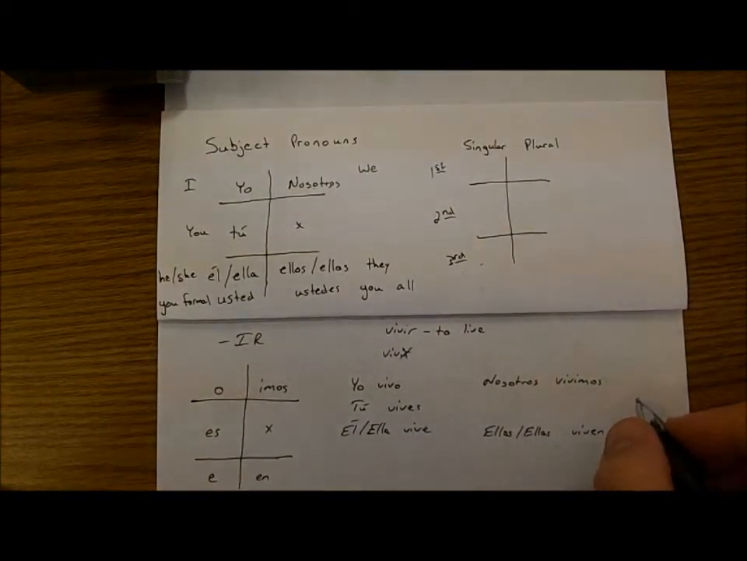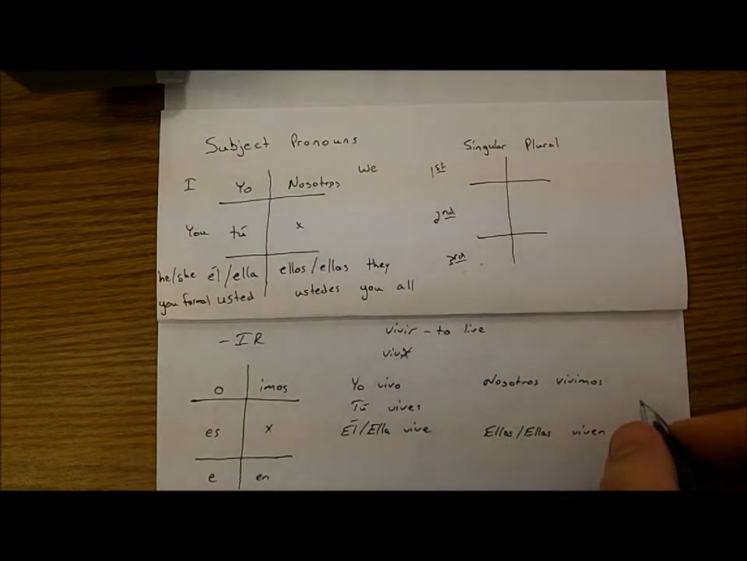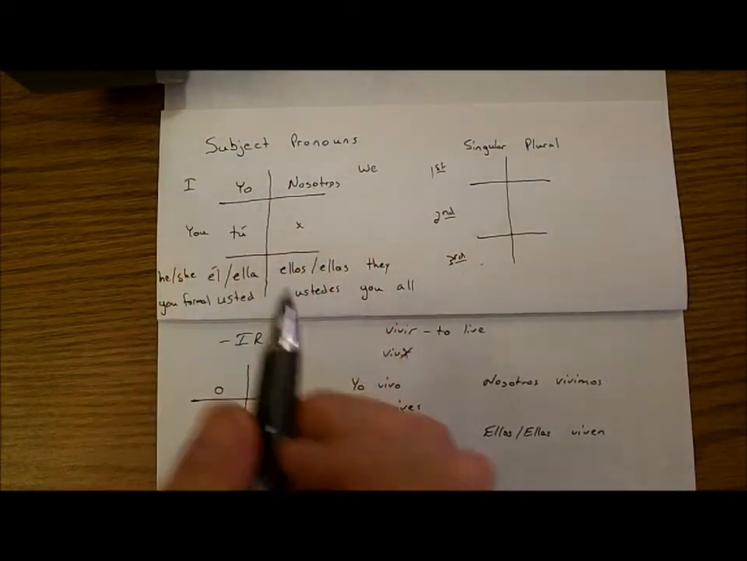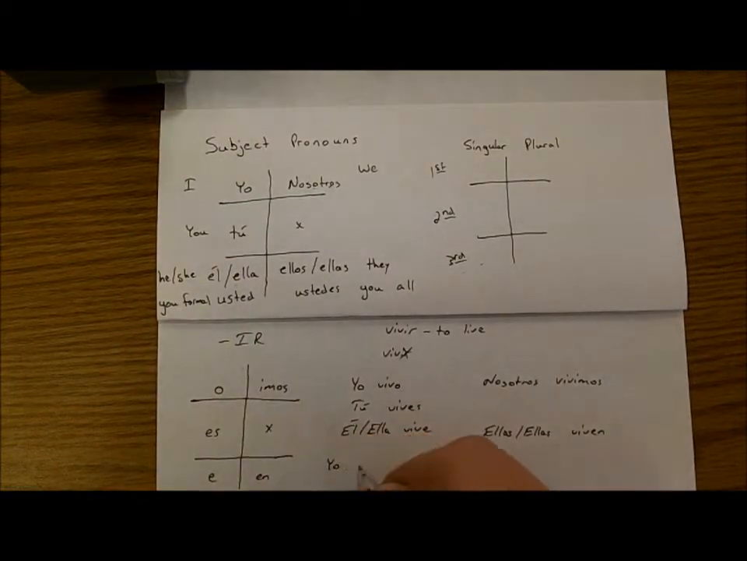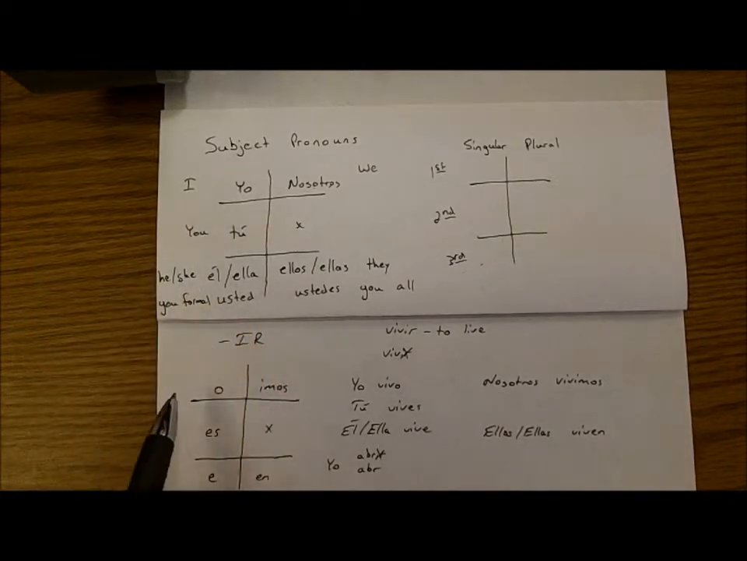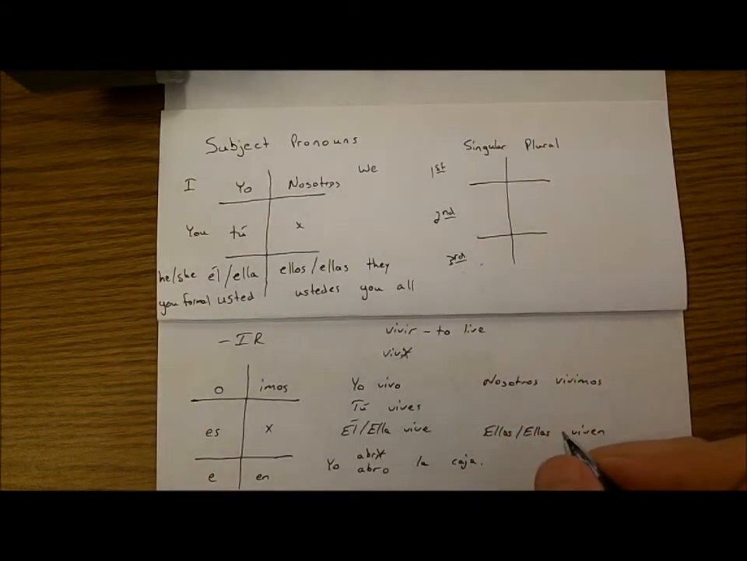Now, let's use these in some sentences. So, our first sentence we're going to use is, I opened the box. So, we know first of all that I is yo. So that's going to be our starting point. Yo. Now the verb abrir is to open. So therefore, remember our step, cross off the IR. And then we're going to look up here. Yo's in the top left. O is in the top left. Yo abro la caja. I open the box.